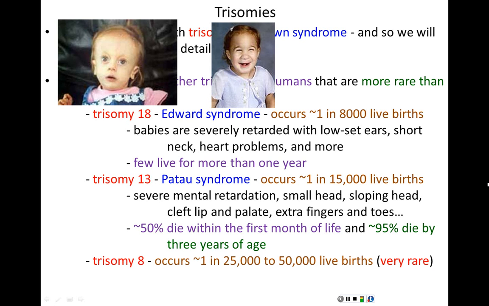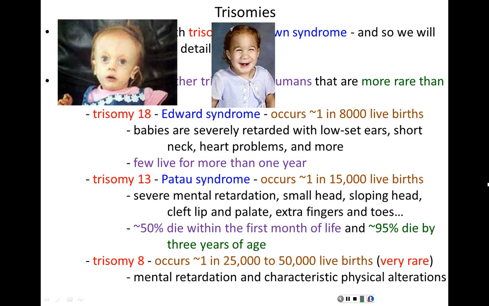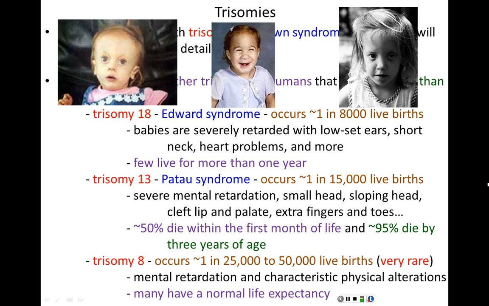Trisomy 8 is a very rare trisomy on one of the larger chromosomes, exceedingly rare. It occurs about once in every 25 to 50,000 live births. Again, we have mental cognitive defects, although not as bad as Edwards or Patau, and the characteristic physical alterations are present. It's easy to see trisomy 8 because those individuals characteristically present themselves in their appearance. Trisomy 8 is so rare it doesn't have a separate syndrome name, and most individuals with trisomy 8 actually live a pretty normal life expectancy, so they make it to an average age. This is an example of an individual with trisomy 8.